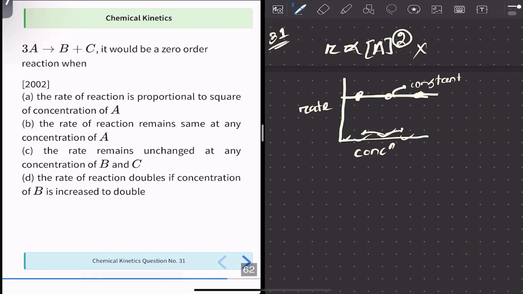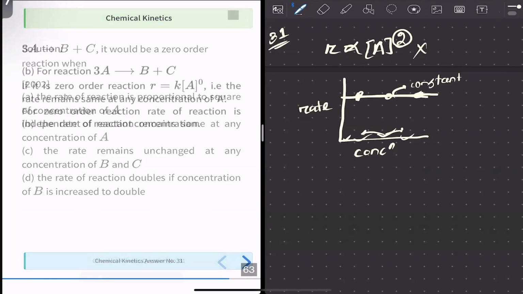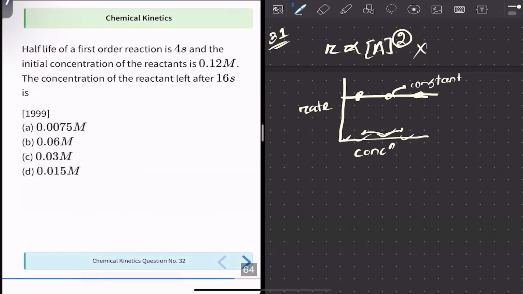The rate remains unchanged at any concentration of B and C. We don't know about the product part; we know about the reactant part. So option C is incorrect. Option D, let's leave it because we already got the correct option, that is B. So let's move on to the next question.